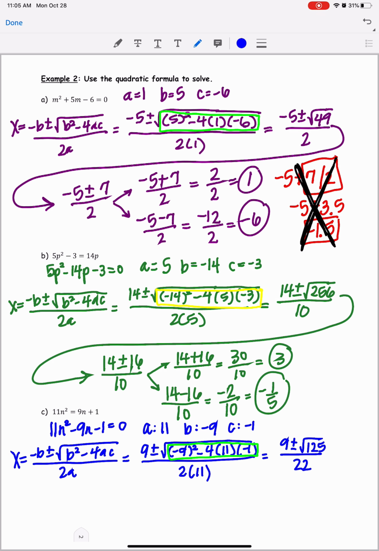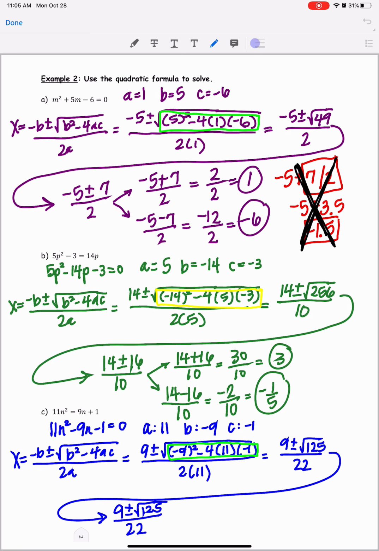Now when this happens, I'm just going to rewrite that. 9 plus or minus the square root of 125 all over 22. Okay, and I'll put right here in parentheses, this is just rewrote.